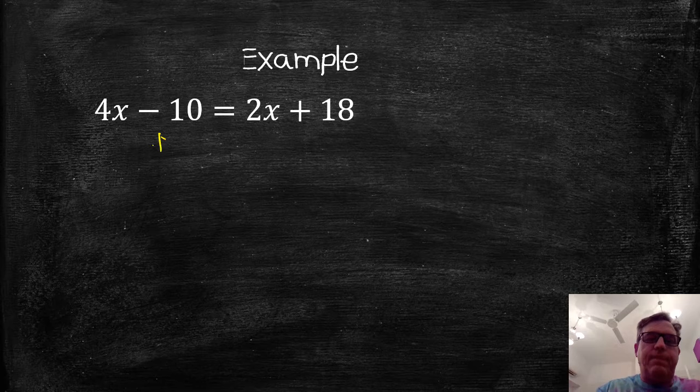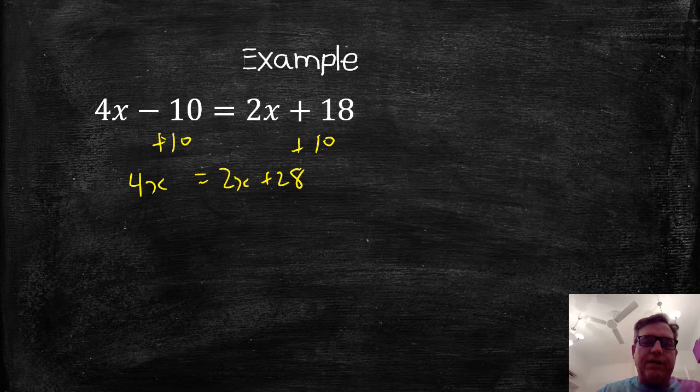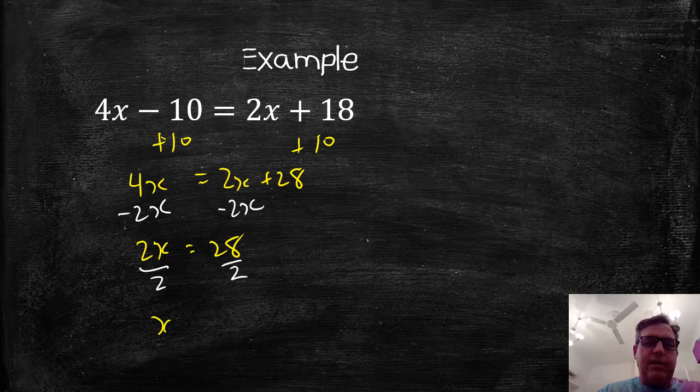What if I add 10 first to both sides? That will leave me with 4x equals 2x plus 28. So all my numbers are on the right side, and now I want to move my x's, so I'm going to get rid of this 2x. I'm going to move the 2x to the left side by subtracting 2x from both sides. So 2x equals 28, and then of course we're going to divide by 2. So x equals 14, and again we can check that this answer is right.